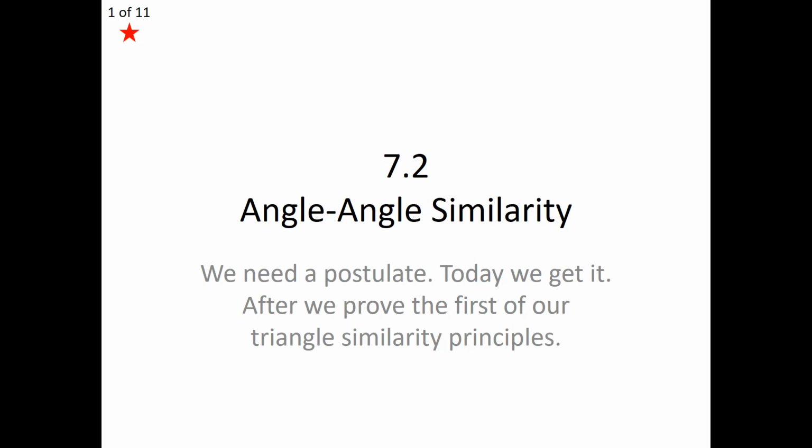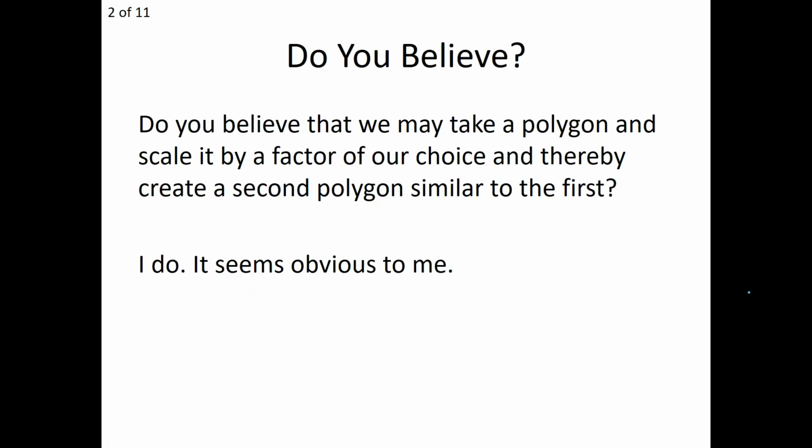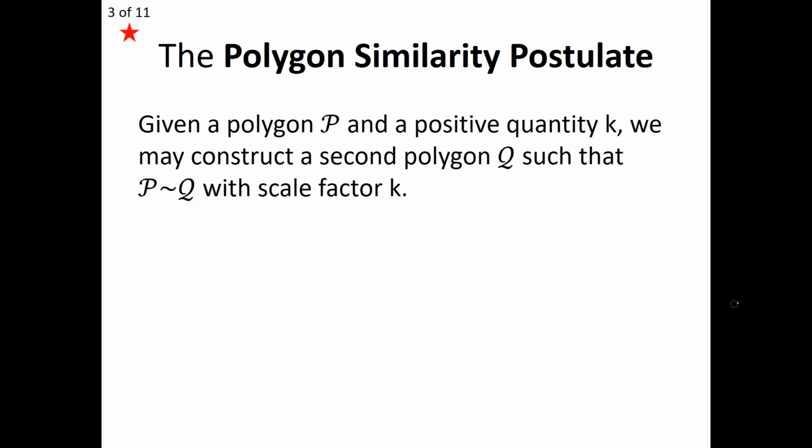Before we get to that, we are going to need a postulate. So I start off with a question. Do you believe that we may take a polygon and scale it by a factor of our choice and thereby create a second polygon similar to the first? Well, I do. I feel that this is obvious, which means we're going to lean right into our very first postulate, known as the Polygon Similarity postulate.